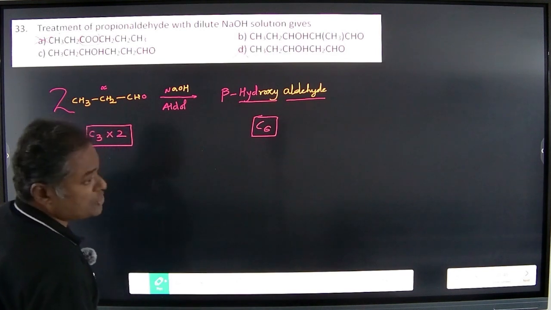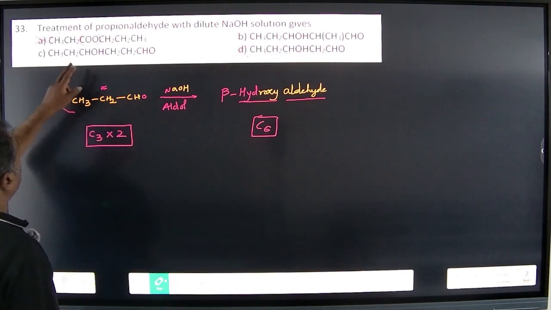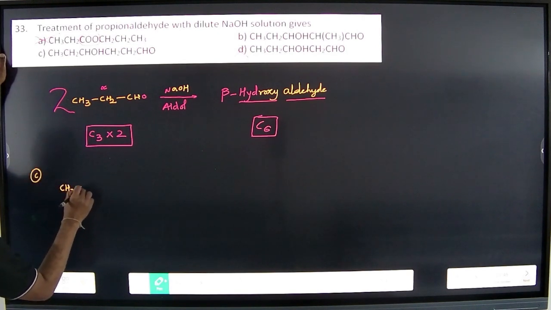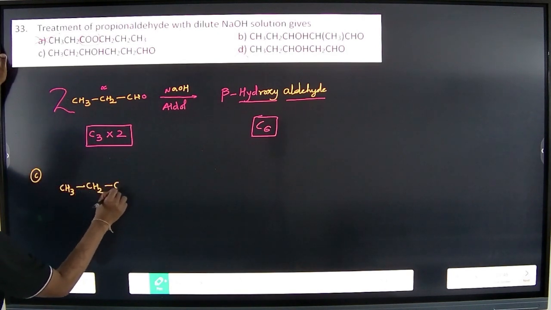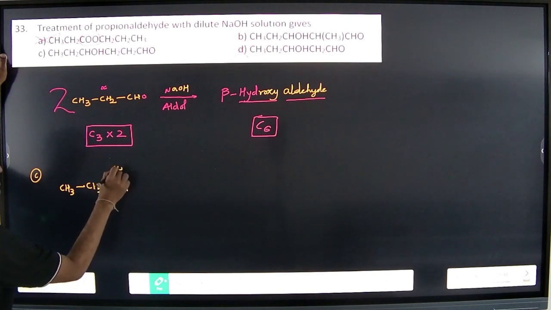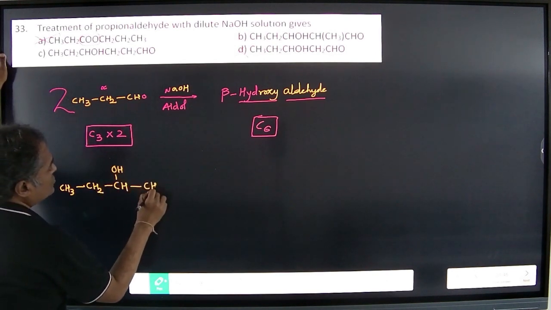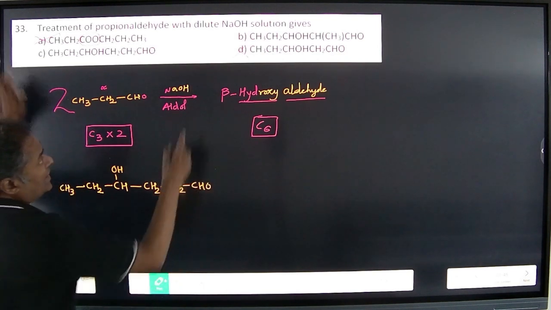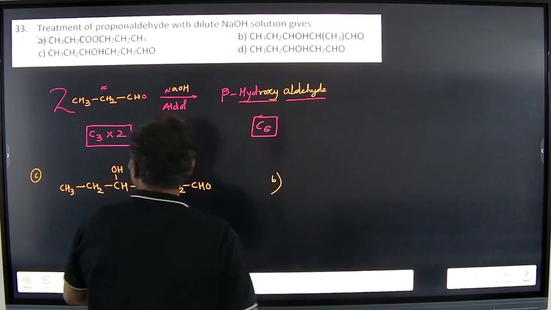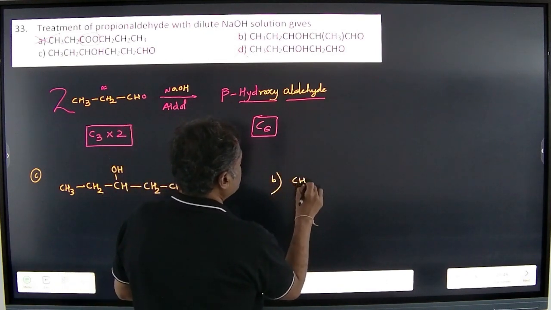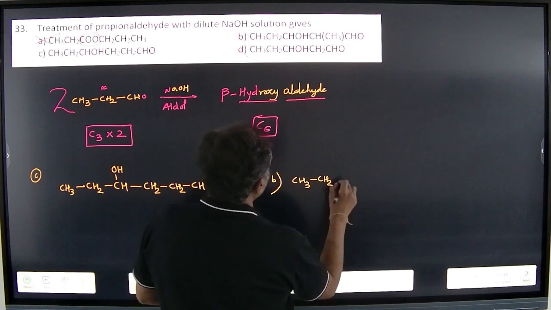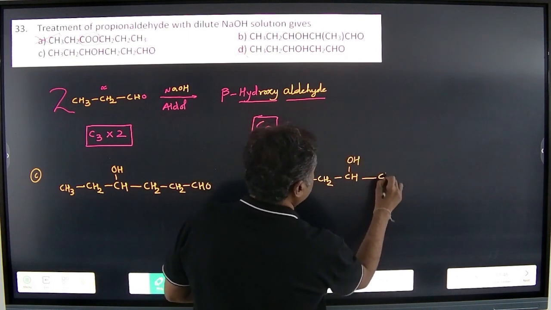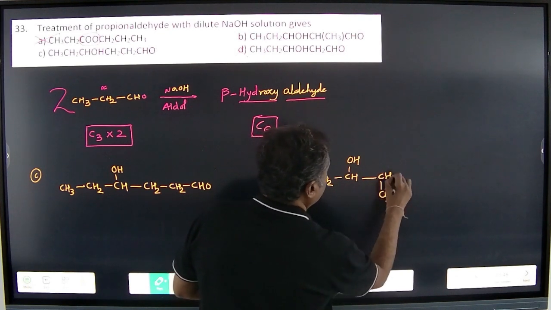Now the last option, if you write the molecule C properly, does your C molecule look like this? CH3, CH2, CH with OH, and it's nothing but CH2 with a CH2 and aldehyde. And let's write the compound B also. CH3, CH2, CH with OH group, with CH having one methyl group and having CHO.